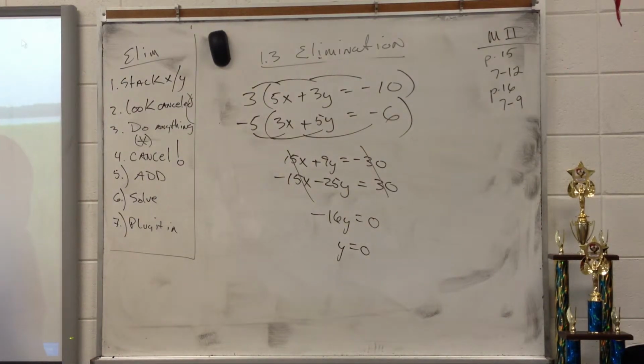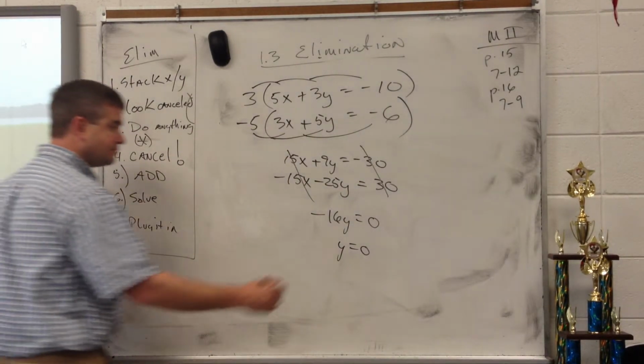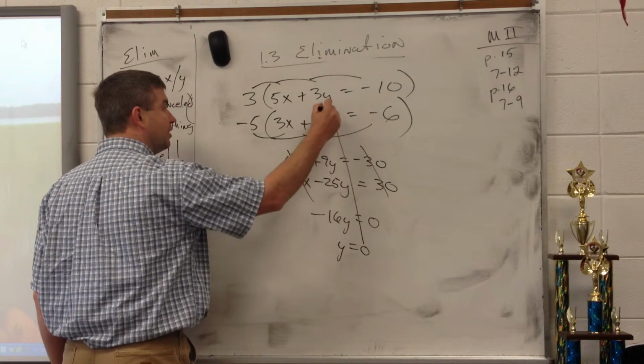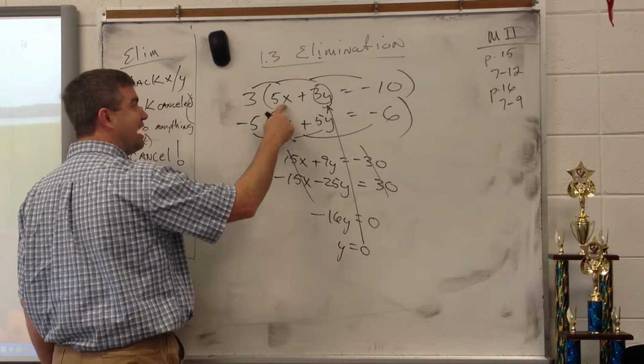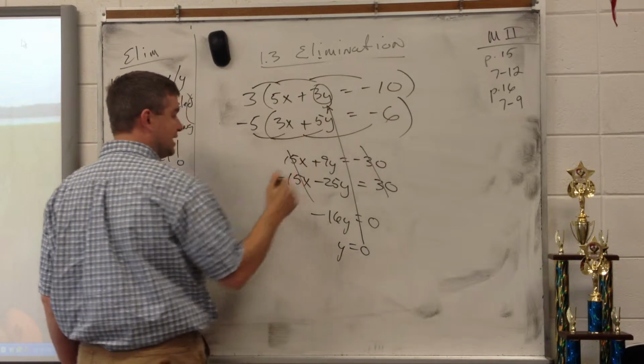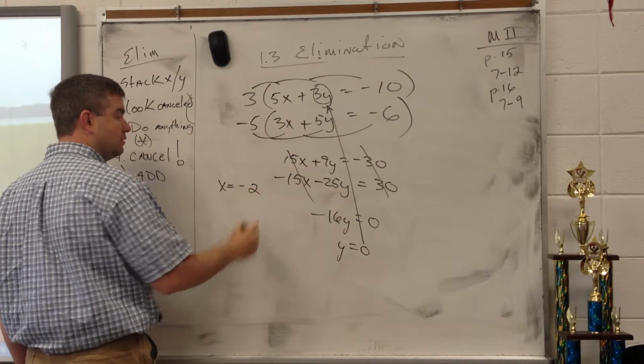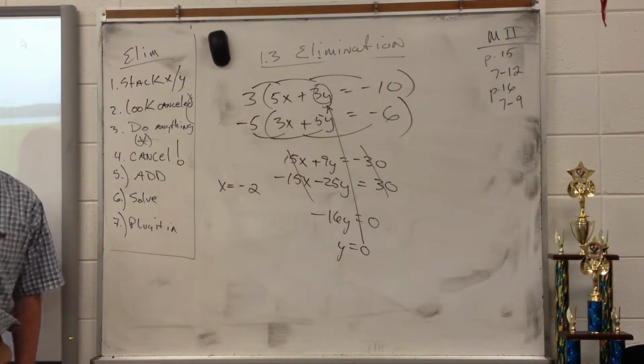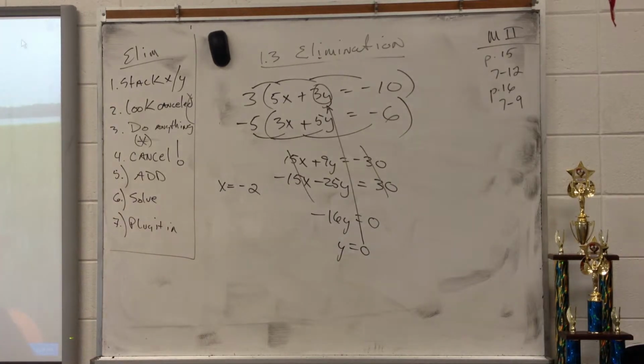Same thing. Plug in the 0, and what do I get? Take this 0 and plug it in right there, all of that becomes 0. 5x is equal to negative 10. What is x equal? Negative 2.